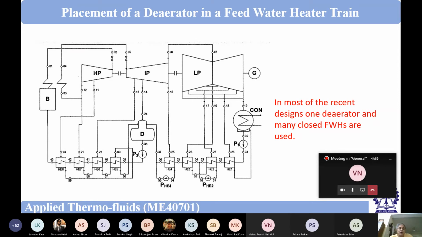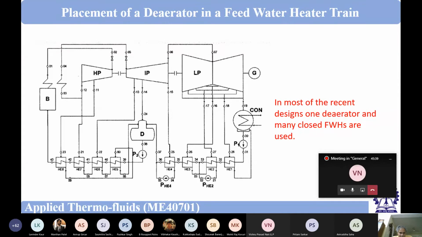The entire amount of feed water is passing through the deaerator. Please have a look and then confirm whether what I am telling is correct or not. I have put the deaerator in the middle of the feed water heater train, the FWH train, and the entire amount of water is passing through this deaerator. But for any other feed water heater, only a part of the feed water is going through it.